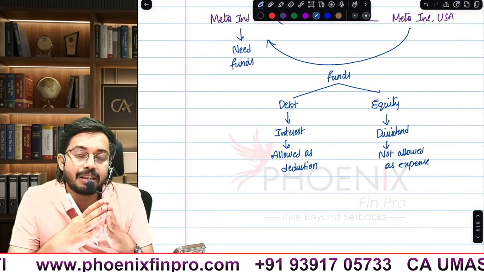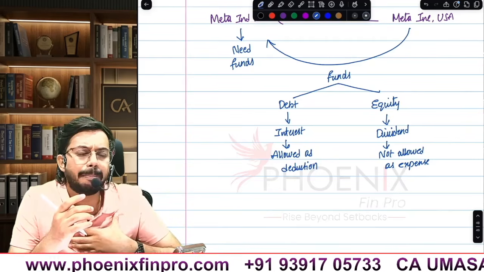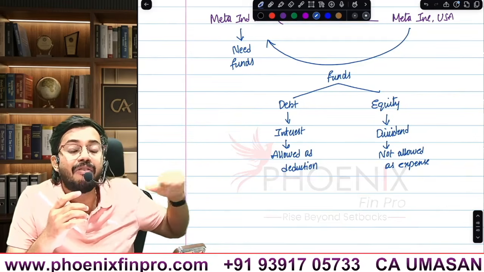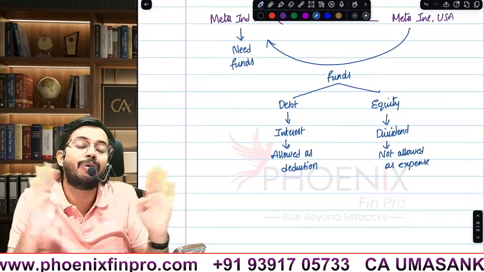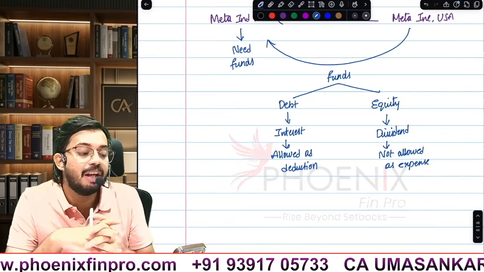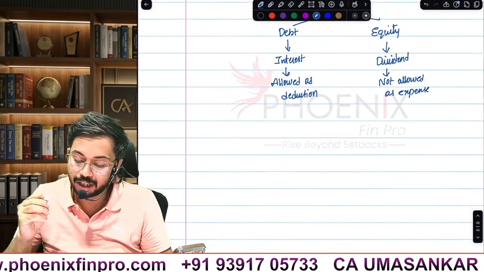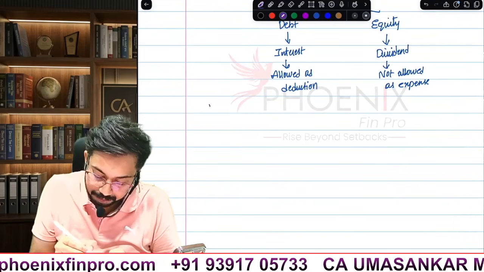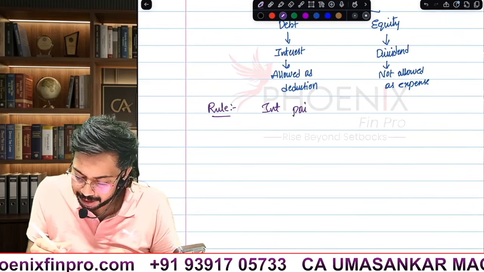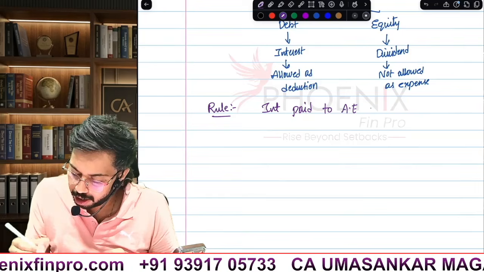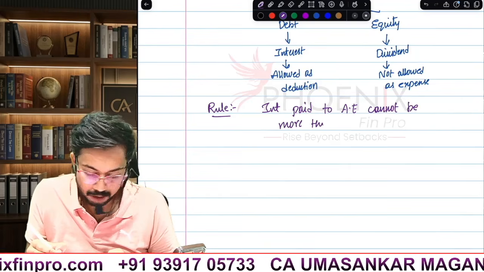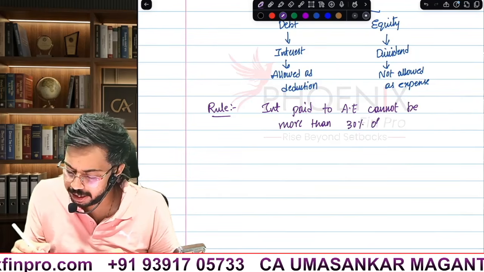Yes. So the thing is, whenever an Indian enterprise borrows funds from an associated enterprise located outside India, whatever interest is paid by the Indian company, the total interest is not allowed as deduction. Total interest or maximum up to 30% of EBITDA, whichever is lower, will be allowed as deduction. So what is the rule? The rule is interest paid to associated enterprise cannot be more than 30% of EBITDA.